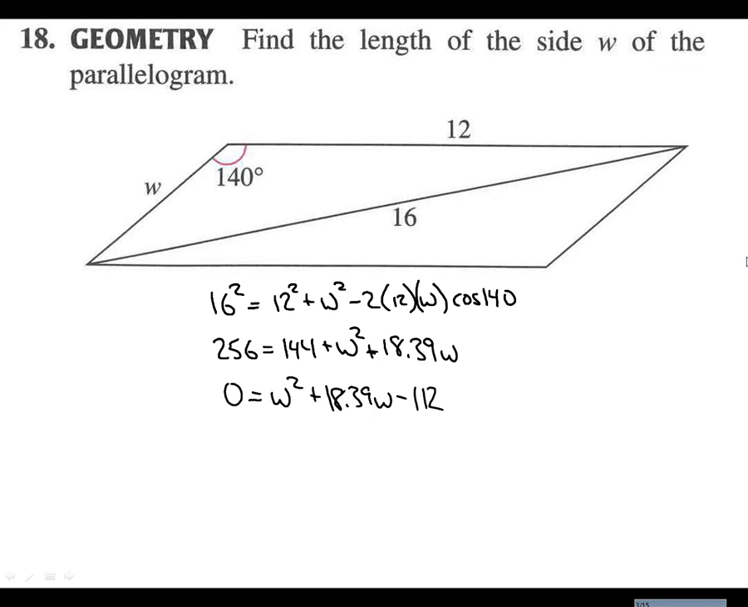Let's see. Negative b plus or minus the square root of b squared minus 4ac, all over 2a. And let's plug it in here. Negative 18.39. Let's actually do the determinant first. Underneath, 18.39 squared minus 4 times 1, negative 112.